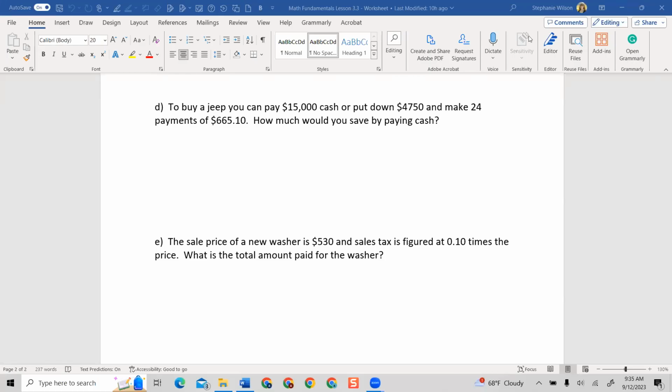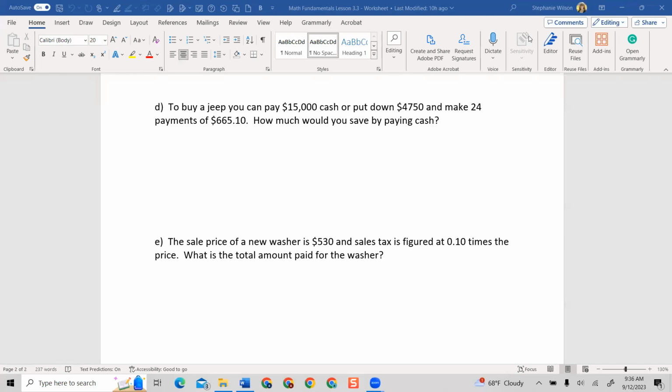Let's solve a couple applications using multiplication of decimals. So this first one says, to buy a Jeep, you can pay $15,000 in cash or put down $4,750 and make 24 payments of $665.10. How much would you save by paying cash?